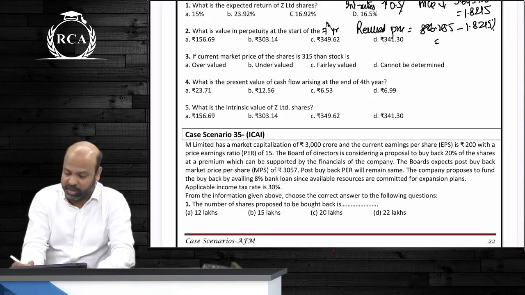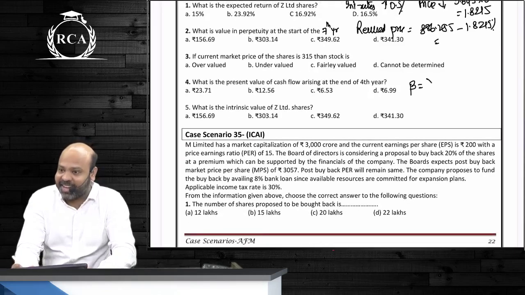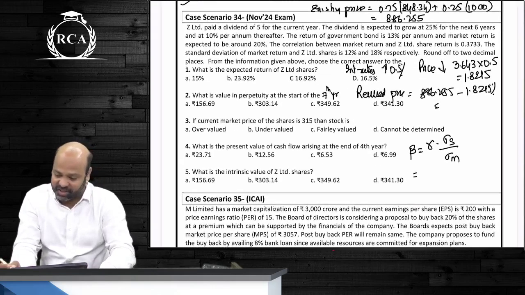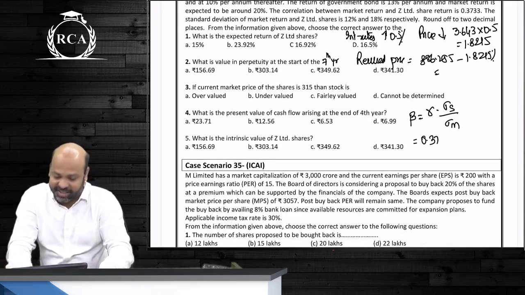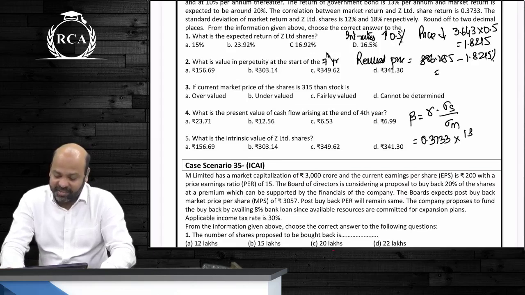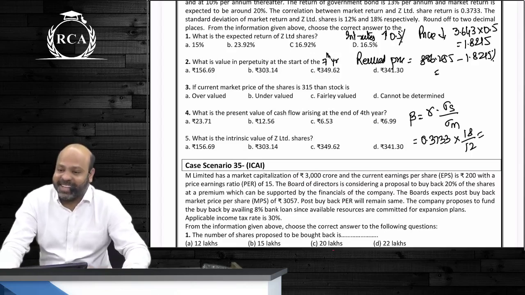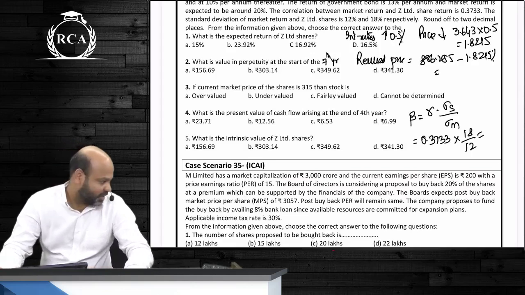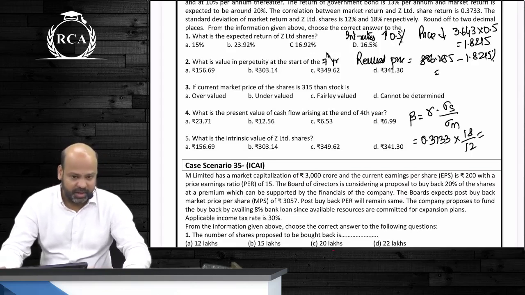अरे सब लोग बीटा लिख लो बेटा पहले यहाँ पे. Beta is r into standard deviation of security by standard deviation of market. So it is 0.3733. मैं भूल ही गया वो. Into 18 divided by 12. कितना है बेटा ये? Beta is r into standard deviation of security.